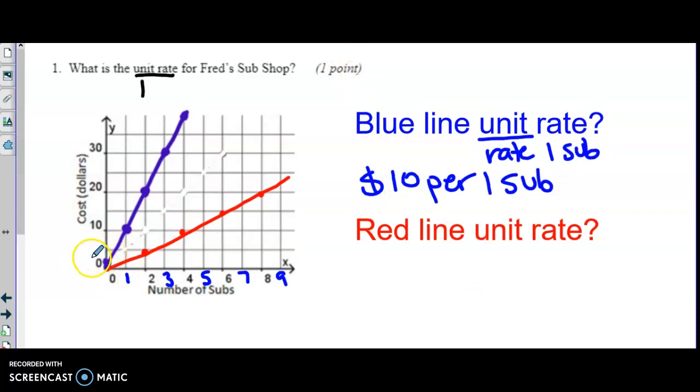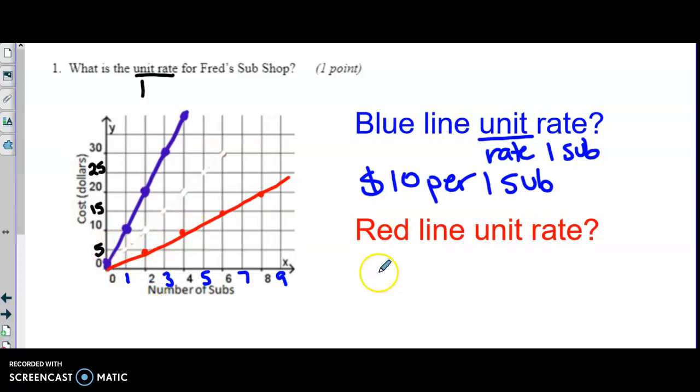If we wanted to find the unit rate for the red line, we wouldn't go over here and say that it's $5 for 2 subs. That's not a unit rate. We want to know how much it is for one sub. I should have filled in the rest of this axis too. So this is 5, 10, 15, 20, 25. Okay. So if we want to know the price of just one sub, you could use this point and you could say that it's $5 for 2 subs.